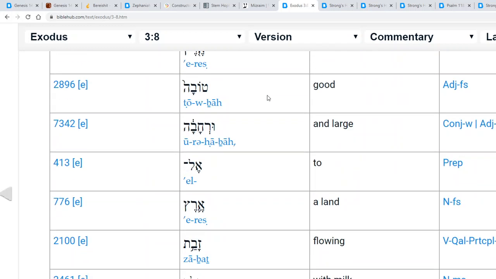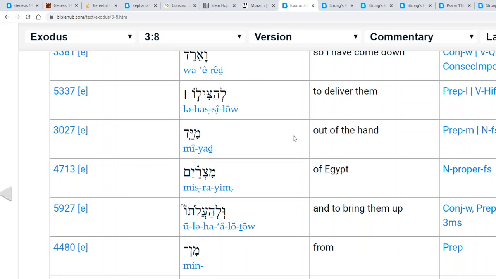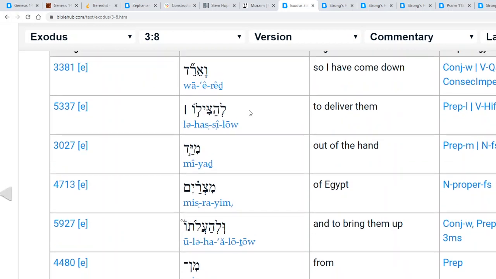Okay, so let's just translate this. Va'ered, and I will. So this is in the first person singular of the imperfect, meaning I will go down. But there is the conjunctive vav at the beginning that's flipping it, making it, and I did come down. Va'ered, and I came down.